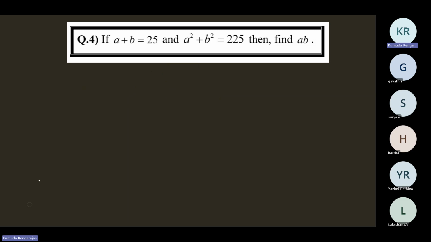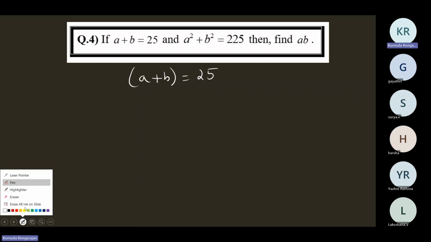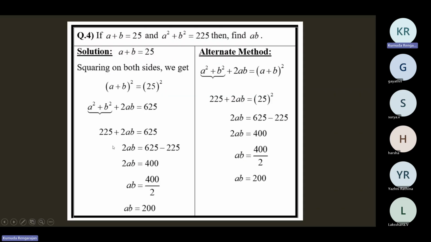You can do it like this. Or what you can do is, you can take up this equation a plus b is equal to 25 and square this on both the sides. Okay. I'll show you with the help of the answer behind. So see here. You can also do this.